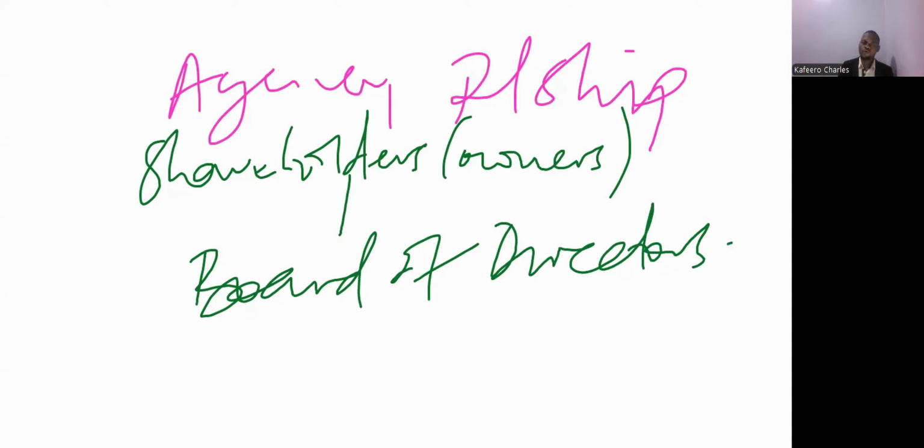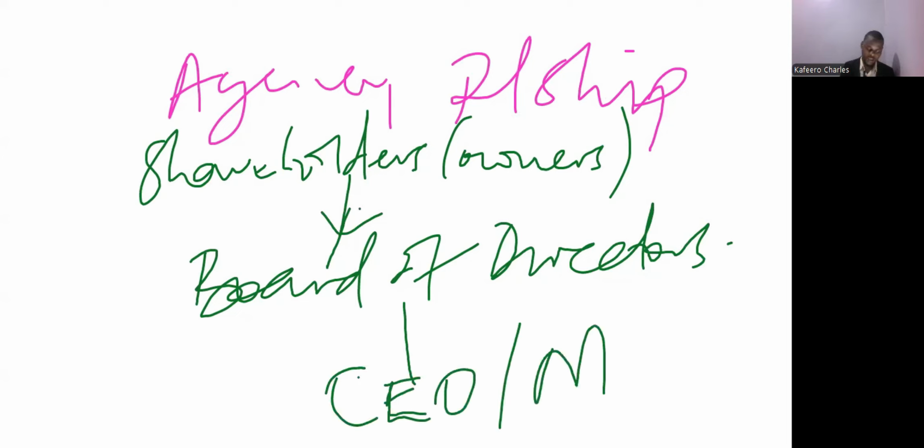When they appoint the board of directors, these board of directors are also not employees, meaning they are not going to engage themselves in the day-to-day running of the business. So what is going to happen is that these board of directors will choose what we call the CEO, the Chief Executive Officer, or the Managing Director, the MD. These ones they employ, or they can also appoint.